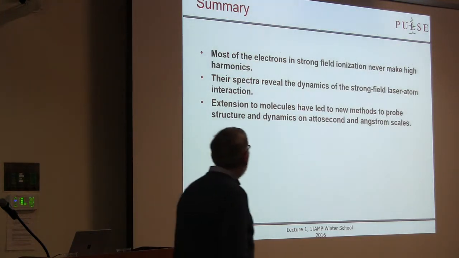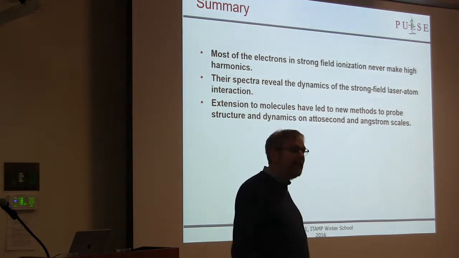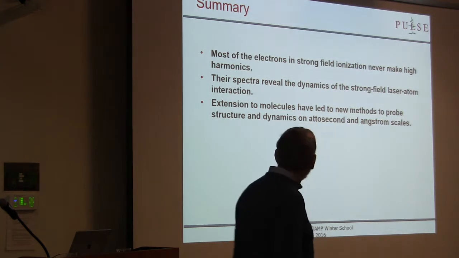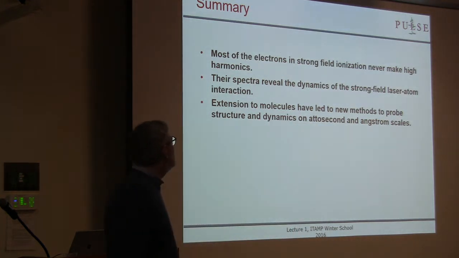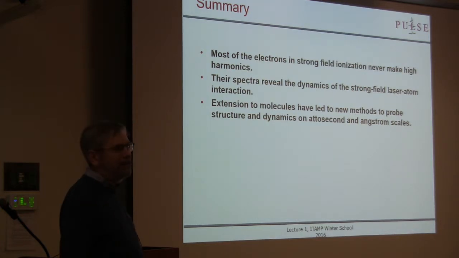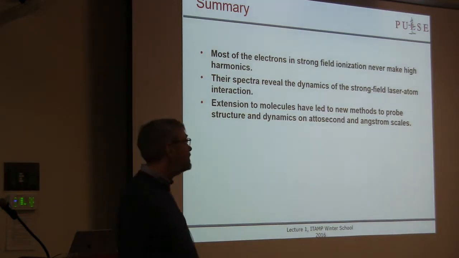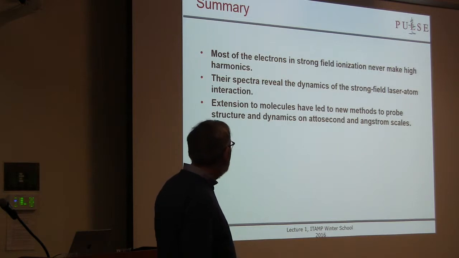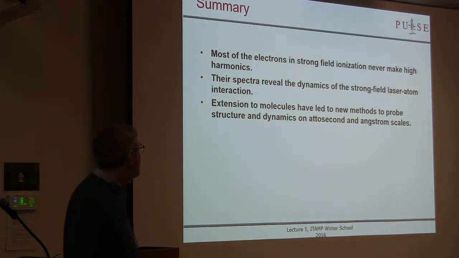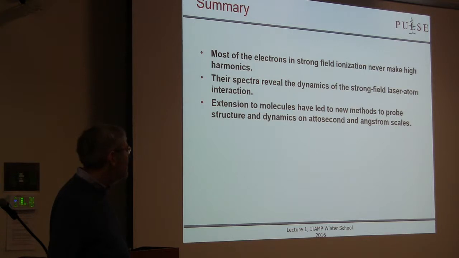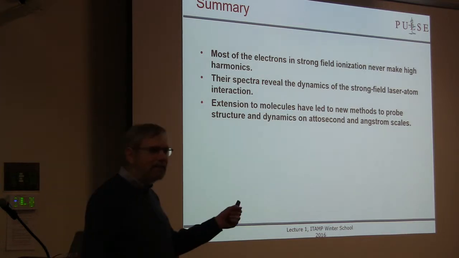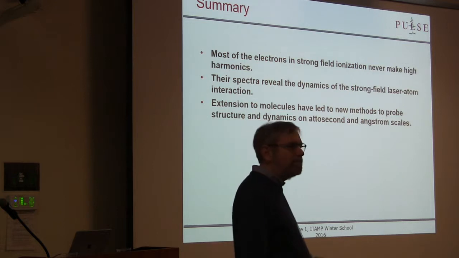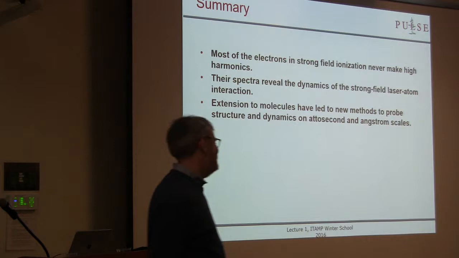Okay, I'm done. Most of the electrons in strong field ionization never make high harmonics. That's the first take-home message. The second one is that their spectra reveal the dynamics of the strong field laser atom interaction. The more you look at their spectrum closely, the more interesting subtleties you can find out about that interaction. And now that we've extended it to molecules, we may even have new methods to probe structure and dynamics on this attosecond angstrom timescale that so much of the workshop is devoted to. Thanks very much, and I'm really happy to get a discussion now or at the close.